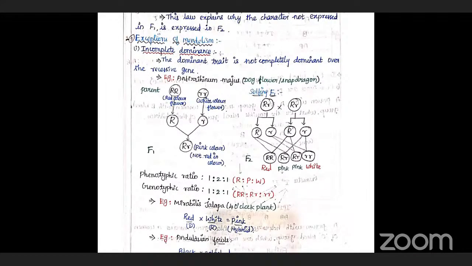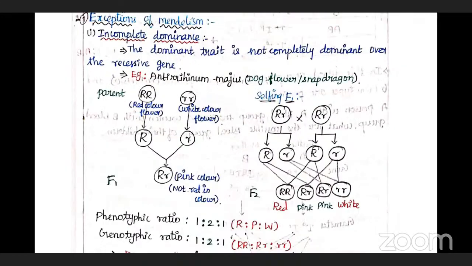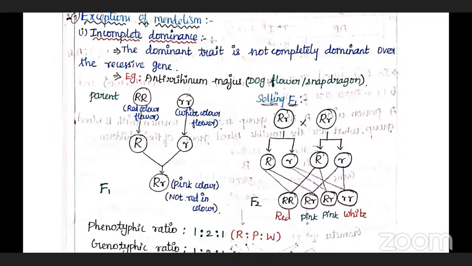Here, this is the heterozygous ratio. Heterozygous means that it is an impure one. Impure means two different gametes will be present. That is called an impure one.